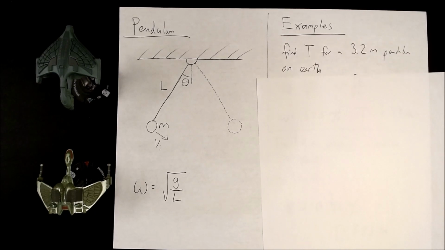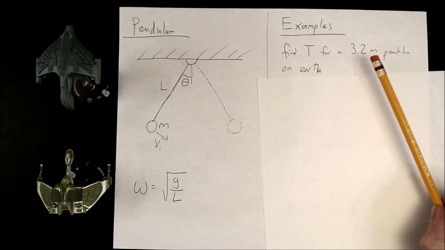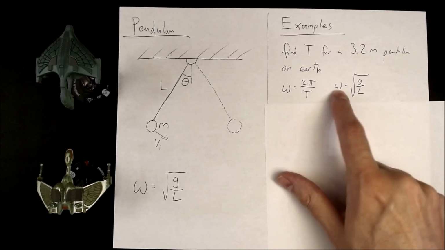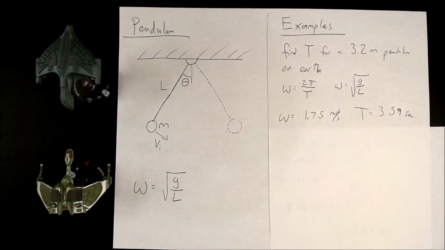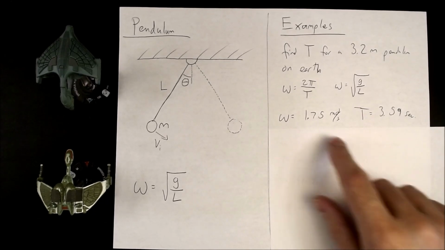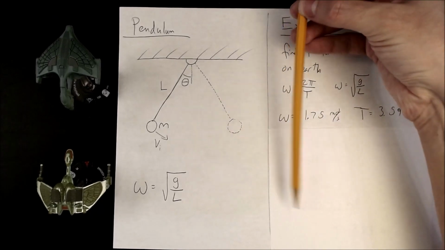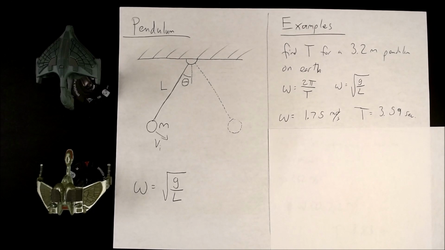First example, let's find the period for a 3.2 meter pendulum on Earth. Now, this is a good time for you to get your calculators and just plug things in. This is just purely plug and chug. So g is 9.8, L is 3.2. Divide those, take the square root. What do you get? Well, you get the square root of g over L. You get omega is 1.75 radians per second. And if you try to find the period from that, the amount of time that it actually takes to go back and forth, you get 3.59 seconds.